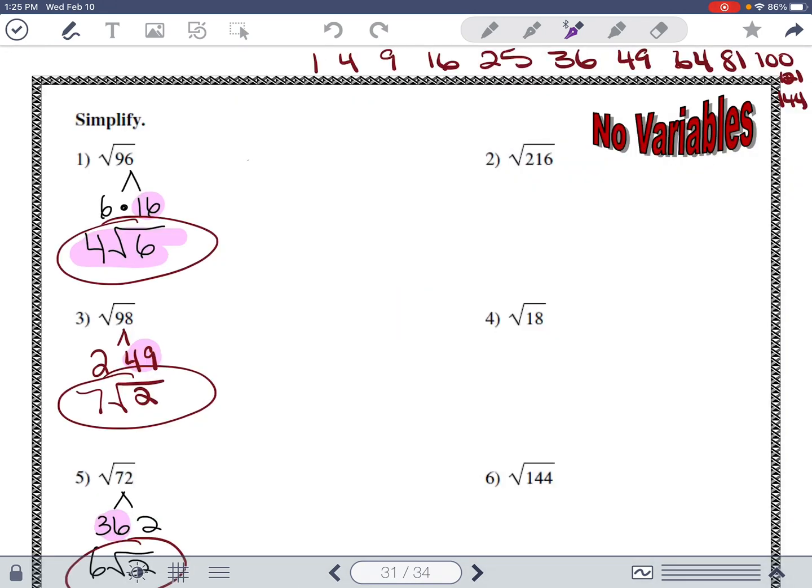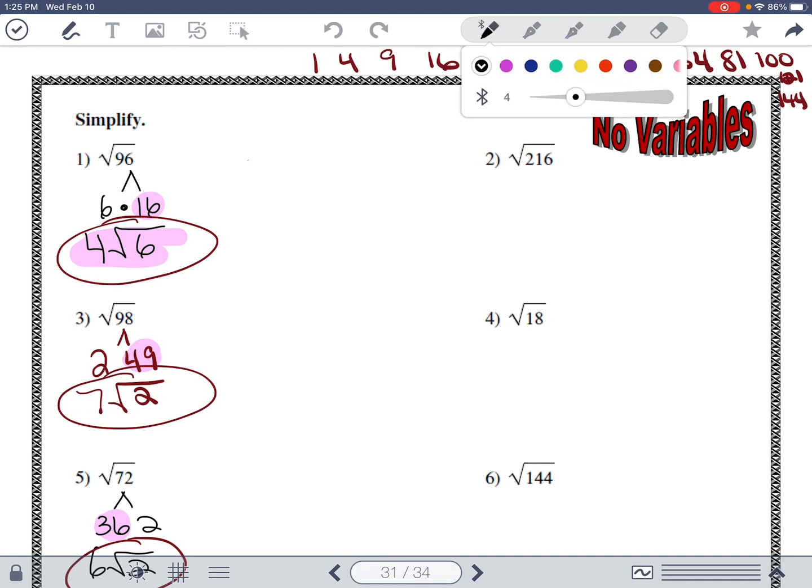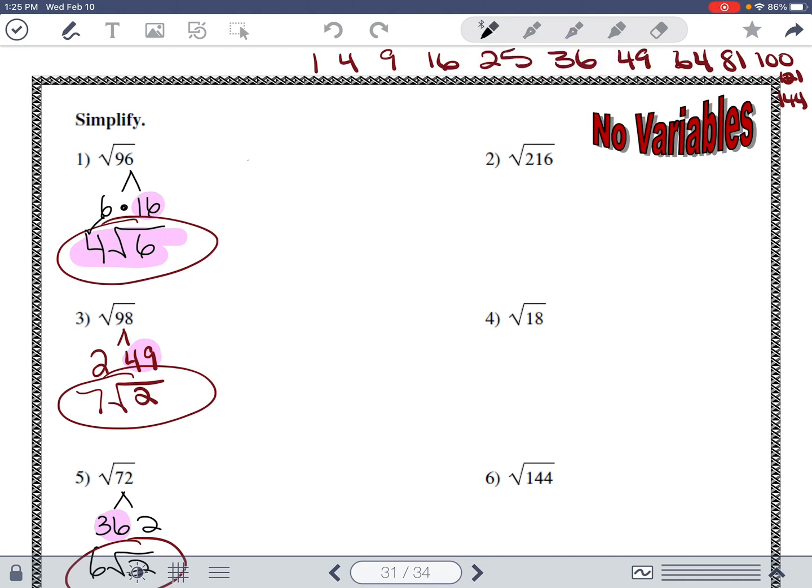So let's go through the odds on this page, and notice at the top I did write all of my perfect squares out. I'm trying to break down the number underneath the radical, and when I tear it apart, when I factor it, I try to find something that's a perfect square. So I found out that 6 times 16 is 96, square root of 16 is 4, so it becomes 4 radical 6. The next one is square root of 98. Well, that's 2 times 49. 49 is a perfect square, so the 7 gets to come out, and the 2 stays under the radical.